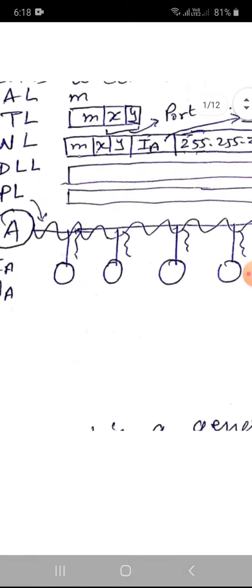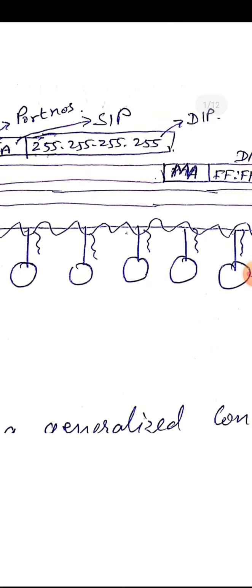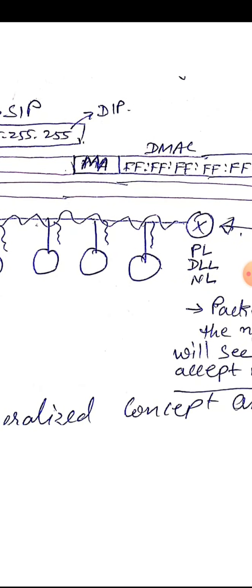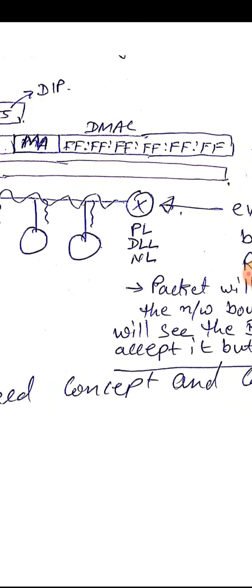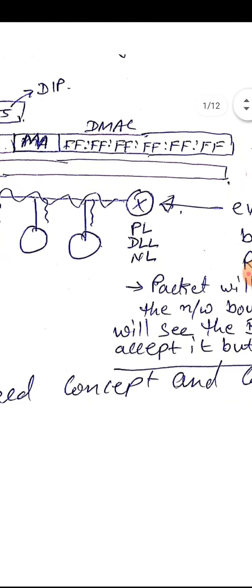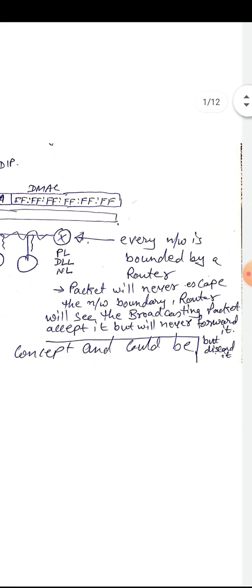The physical layer will make sure that the frame is available to all the machines in the network. We must also make sure of this: the router works at the network layer, and hence the broadcast is bounded. This means that a limited broadcast packet, or any broadcast address packet, will always be dropped by the router. Packets will never escape the network boundary. The router will see that it is a broadcast packet, accept it, but never forward it. It will simply discard it.